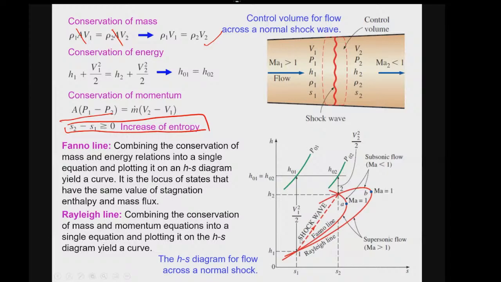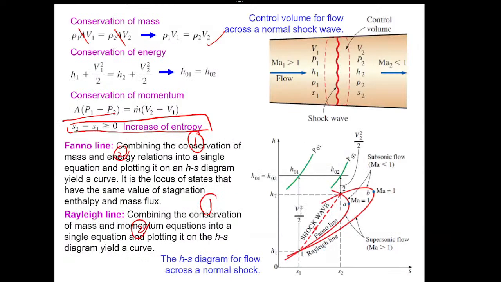Okay, so this is the phenomenon, and this is the shock wave that occurred in the system. The Rayleigh line combines the conservation of mass and momentum equations, plotted on the h-s diagram. The Fanno line combines conservation of mass and energy, while the Rayleigh line is conservation of mass and momentum. The conservation of mass is included in the calculation for both the Fanno and Rayleigh lines.